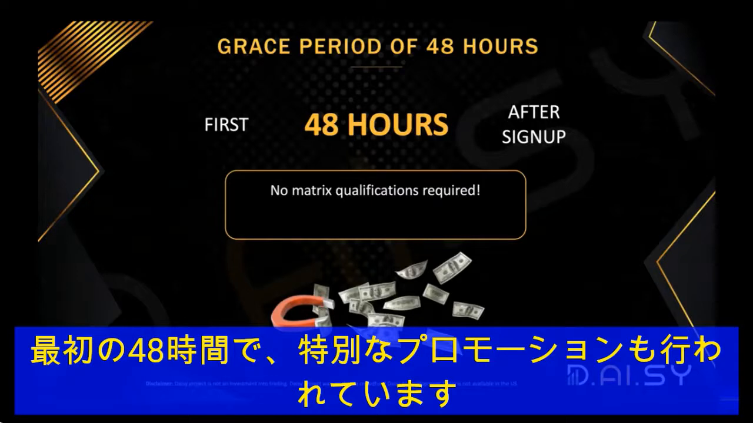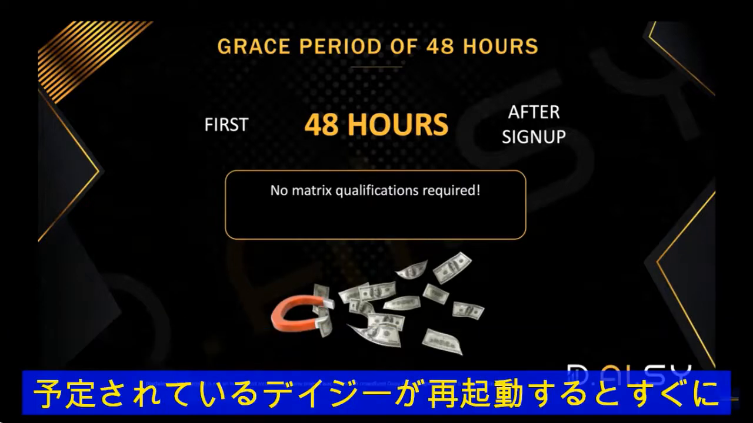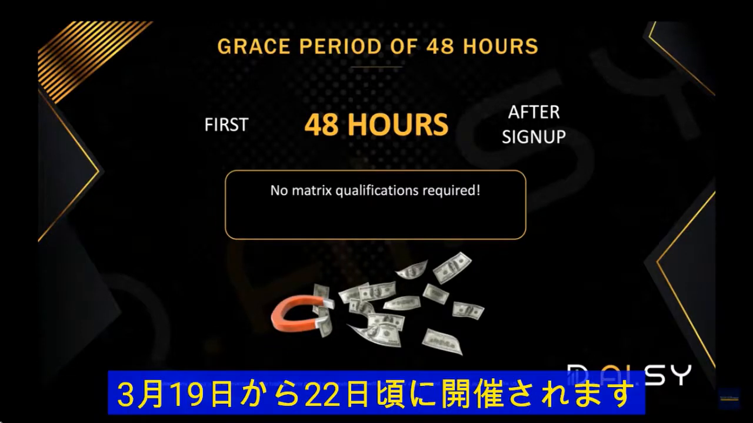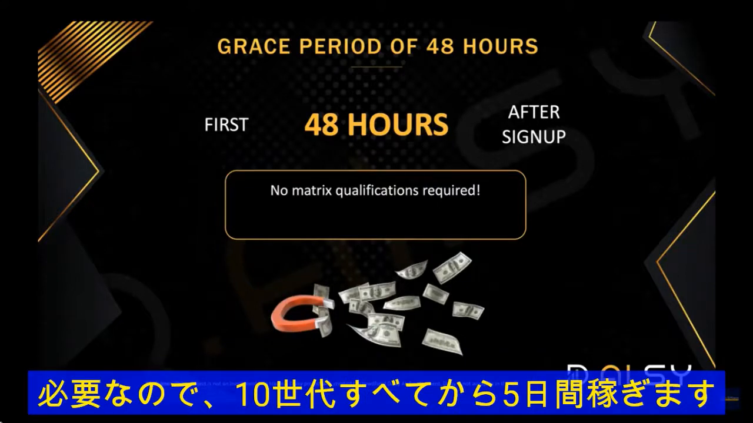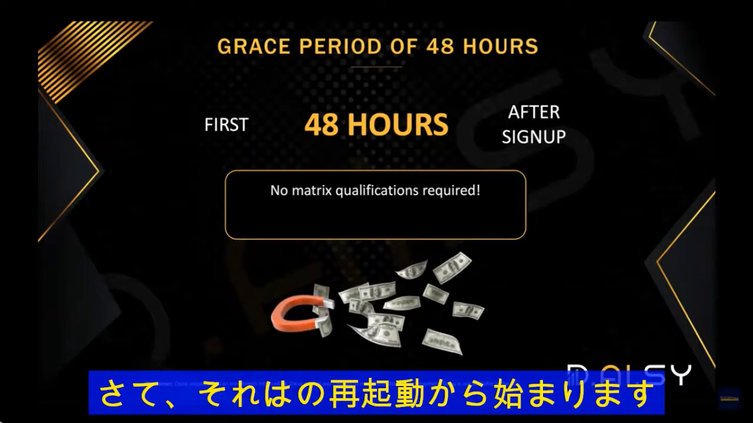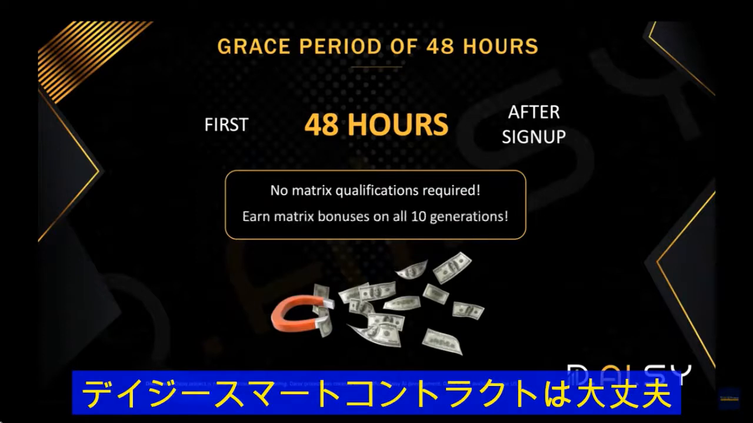And there's also a special promotion going on. As soon as DAISY relaunches, which is scheduled for approximately 19th to 22nd March, we will have 5 days where there are no matrix qualifications required. So we will earn from all 10 generations for 5 days, okay? And that begins with the relaunch of the DAISY smart contract.